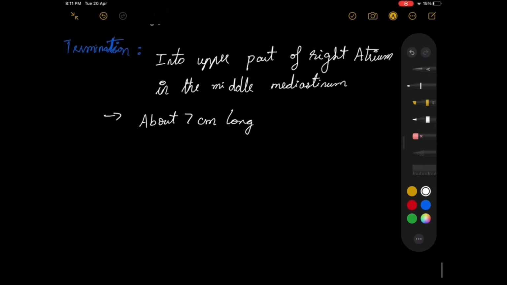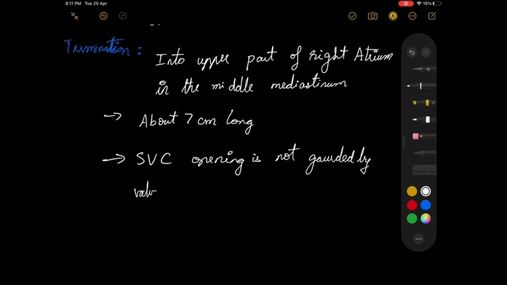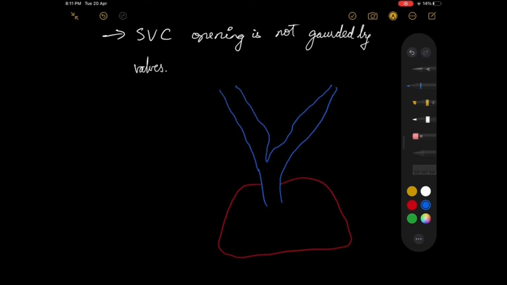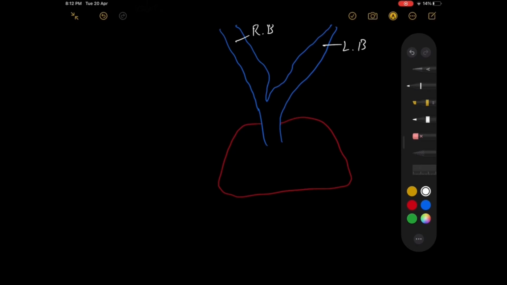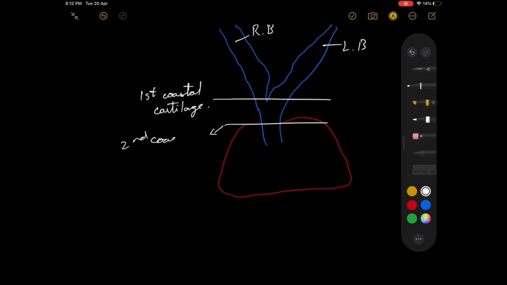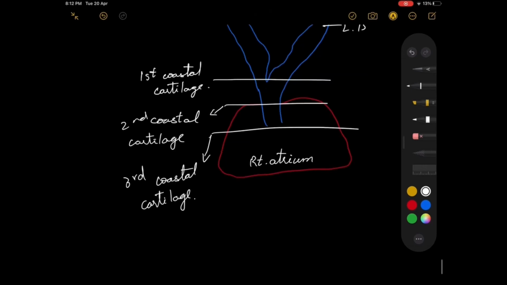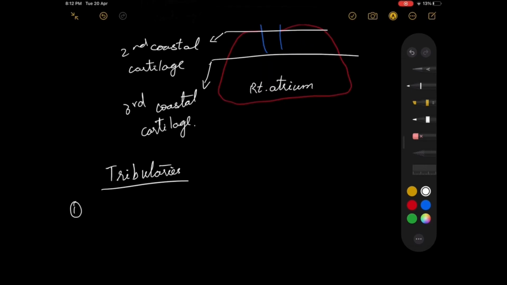About 7 centimeters long. The SVC opens into the right atrium, and it is not guarded by any valve. And now onto the diagram, very easy. Draw the right atrium and the right brachiocephalic and left brachiocephalic veins, which join to form the superior vena cava. At the first costal cartilage level, they unite together. At the second cartilage level, they enter into the right atrium.